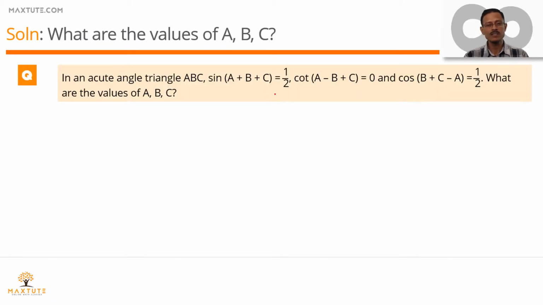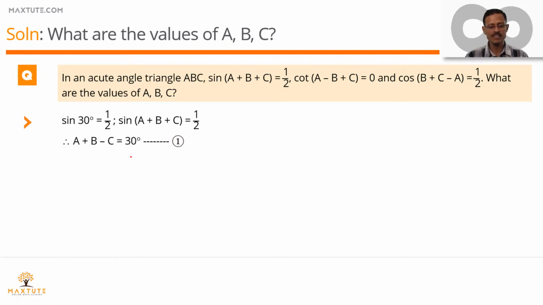Sine of A plus B plus C is equal to half. In sine, what angle corresponds to half? Sine 30 corresponds to half. Sine 30 is a half. Sine of A plus B plus C is equal to half. So we can deduce that A plus B plus C is equal to 30 degrees. Let's call this equation 1.